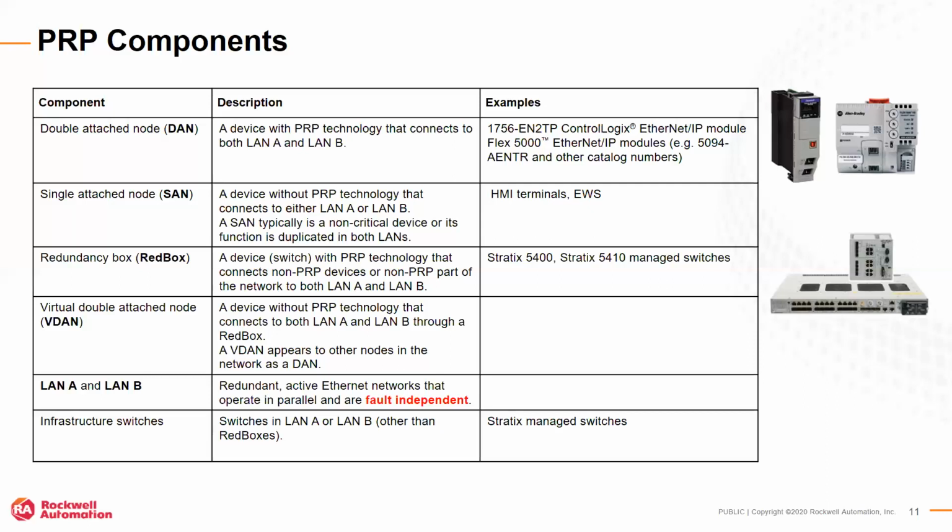As this gets more and more confusing, there's also the virtual DAN. This is a device that does not have PRP technology that connects to both LAN A and B. Basically, a VDAN is what is attaching to the RedBox. Now, obviously, we have our LAN A and B segments, and then the infrastructure switches, which do not have to support PRP natively if you're just going switch to switch.